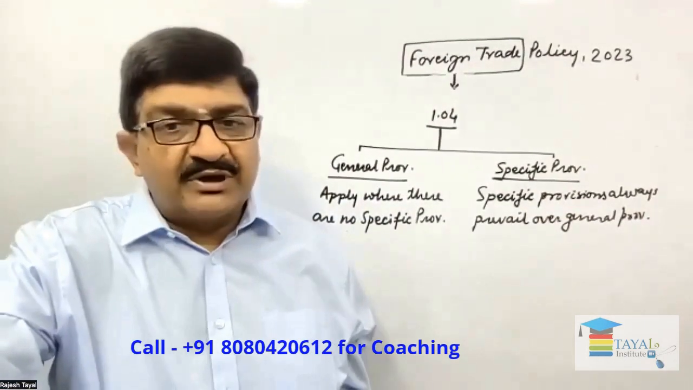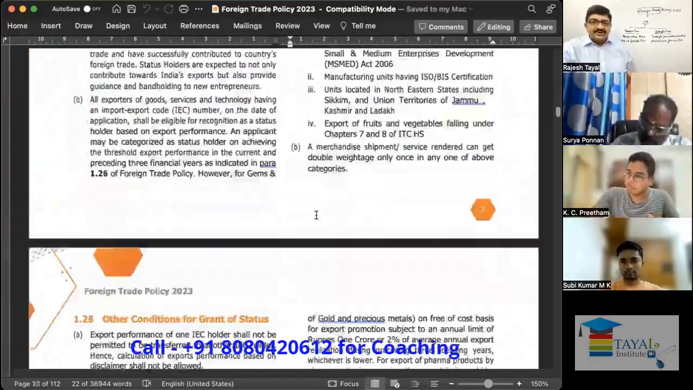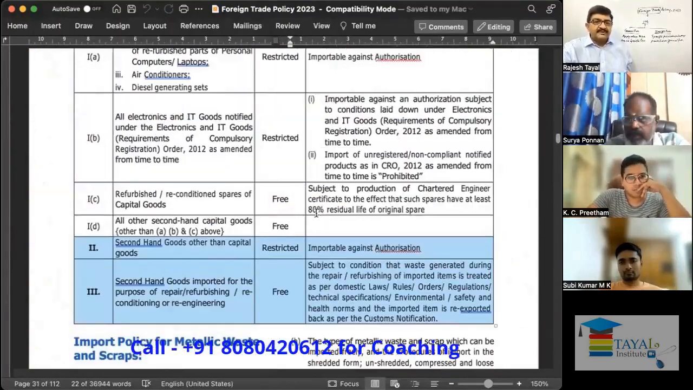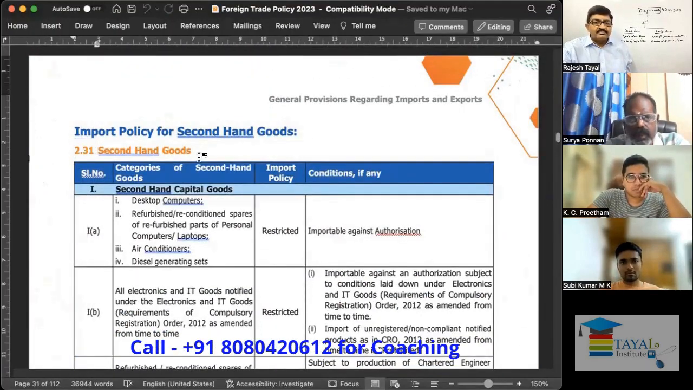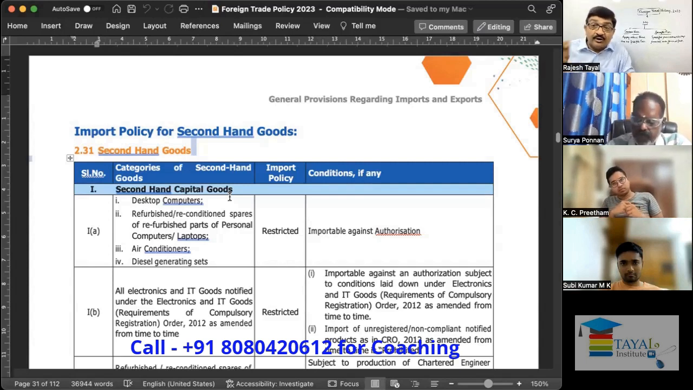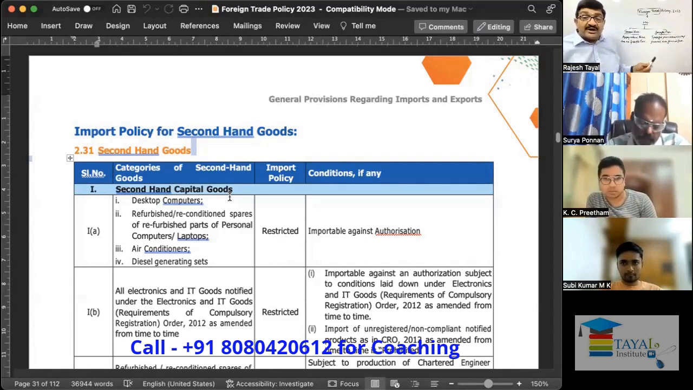Okay, now see an example of this, I'll show you. I'm taking you to chapter number 2, point number 2.31. Now read the title. What is the title? Second-hand goods. Very specific title given, right? It means general provisions will not be applicable for import of second-hand goods. General provisions of the foreign trade policy are meant for new goods. For old goods, for second-hand goods, one specific point is there, that is point 2.31. Now read this, what is written? In relation to import, there are lots of provisions which are general. But when it comes to import of second-hand goods, which one will be applicable?